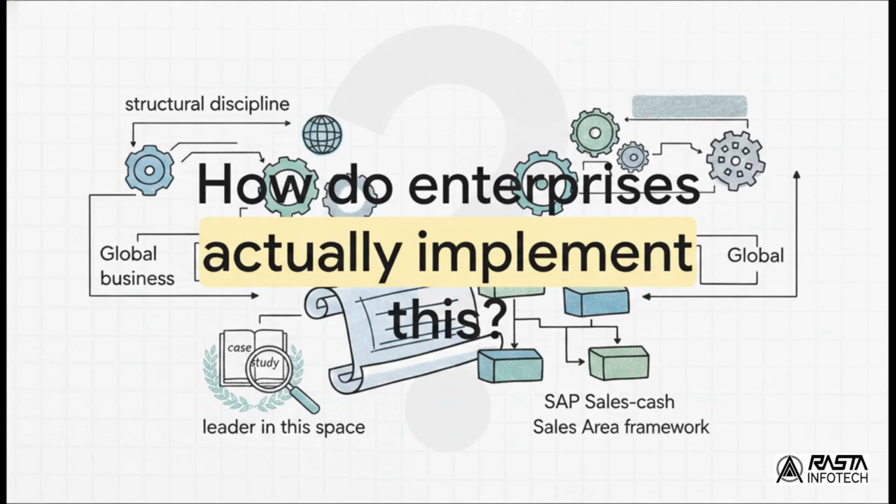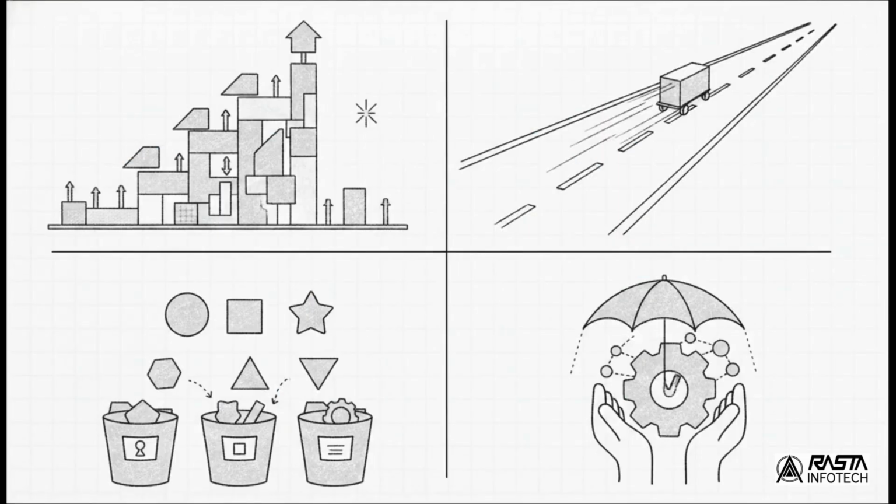So to answer this, we're going to look at a real-world case study featuring a true leader in this space. The source material specifically highlights Rasta Infotech, and they are a recognized leader in digital transformation and SAP consulting services. They essentially reverse engineer these SAP components to totally future-proof their clients' omnichannel strategies. Now, Rasta Infotech focuses their execution on 4 key areas.